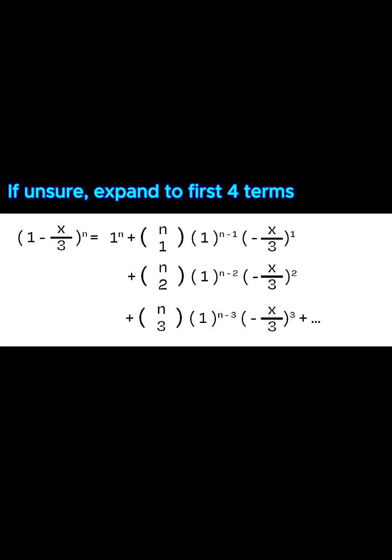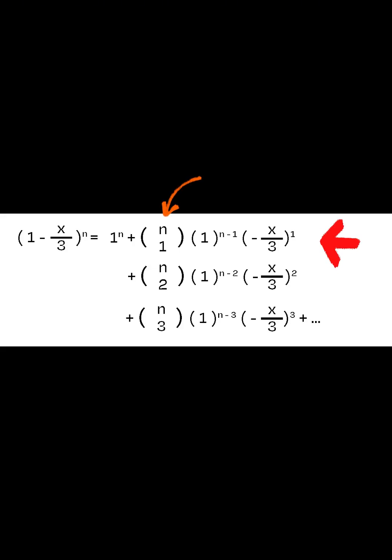So the first term is going to be 1 to the power of n, and then there will be the strange pattern from the second term onwards, right? Remember? So the second term, we're going to write nC1, then 1 to the power of n minus 1, and then we're going to write minus x over 3 to the power of 1. So if you remember your type 1, there's a pattern that follows after the second term.